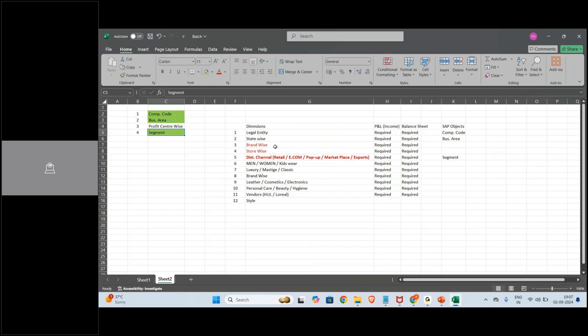Okay. This question, I think all of you will answer. What is the maximum length of profit center? Profit center length? 6 to 10. Only 10 digits. Maximum is 10 digits.